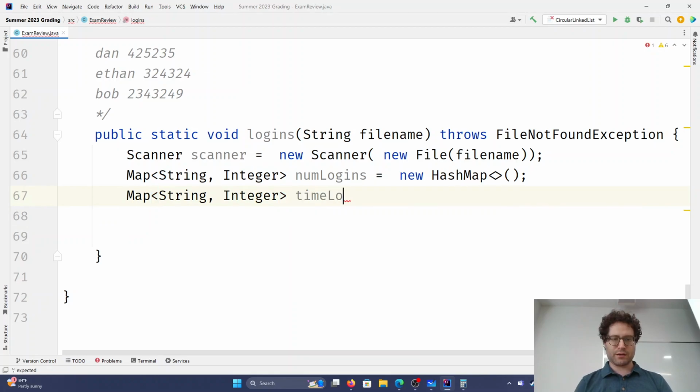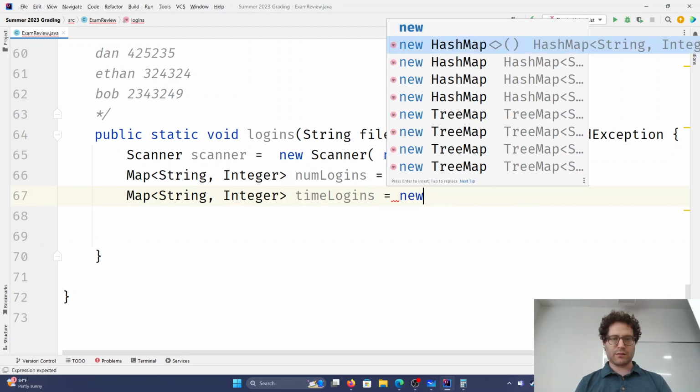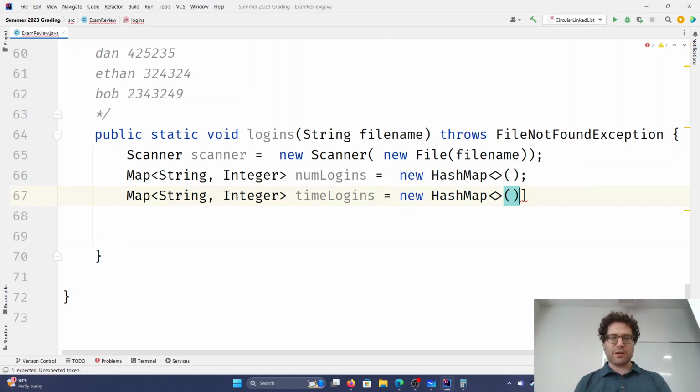timeLogins, new HashMap. Now we could be fancy and just keep it as one, or just make one map where it's a string to an array of ints. We're not going to be fancy. I'm just going to do two of these. Okay.